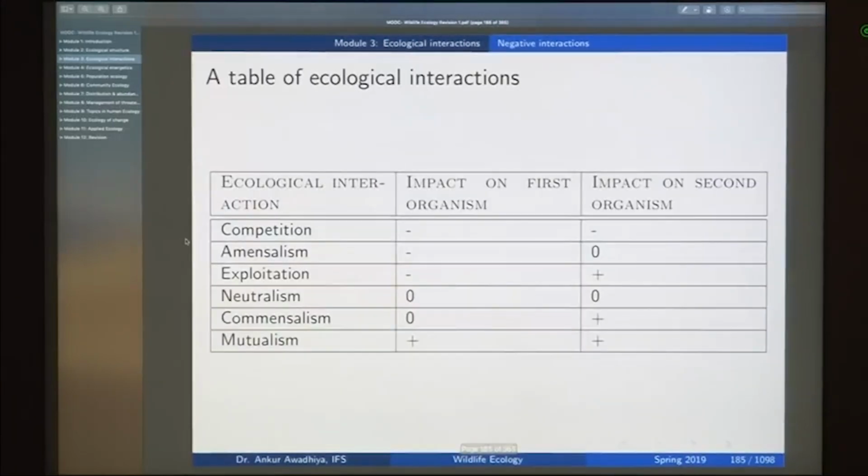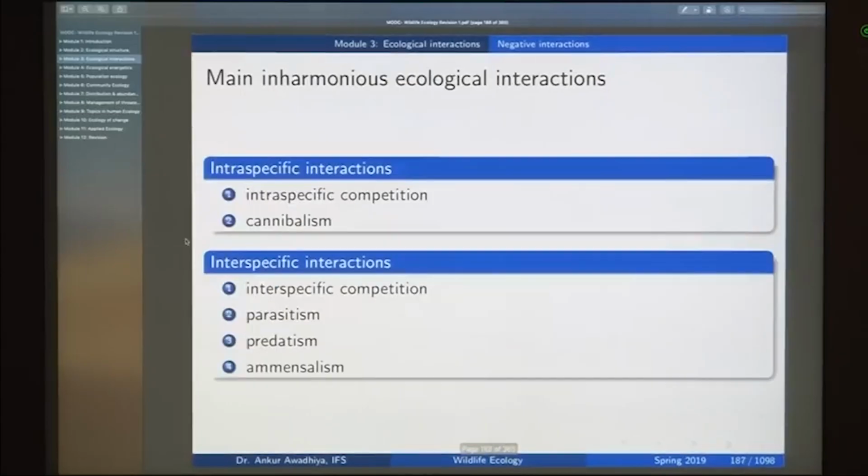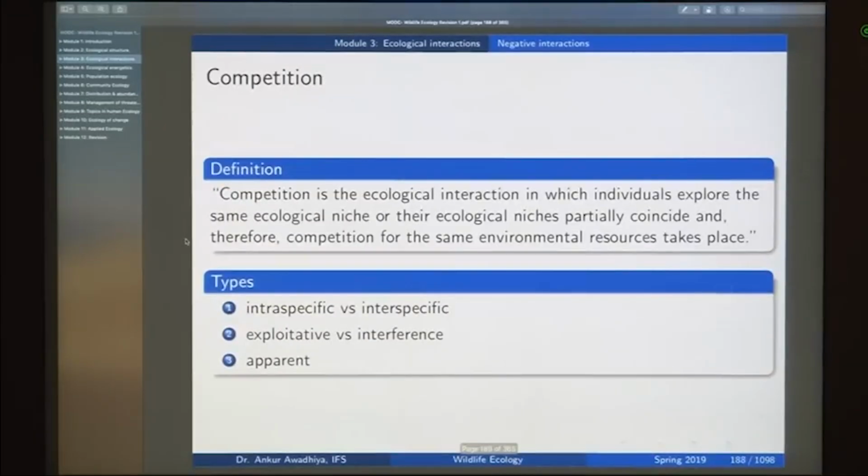Then we looked at negative interactions. Now, in the case of negative interactions we have competition. Competition is the ecological interaction in which individuals exploit the same ecological niche or their ecological niches partially coincide and therefore competition for the same environmental resources takes place. So, in this case we have a situation where you have more than one organism that is vying for the same resources, which is why they compete with each other.